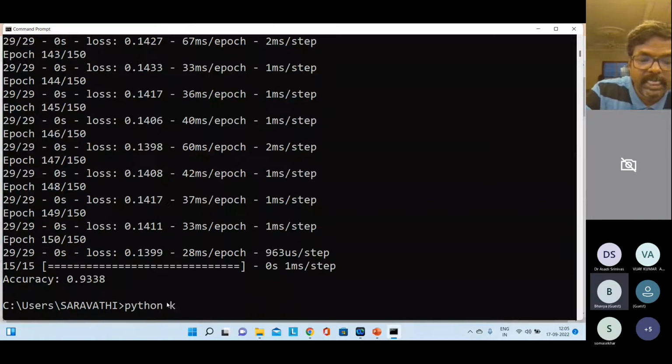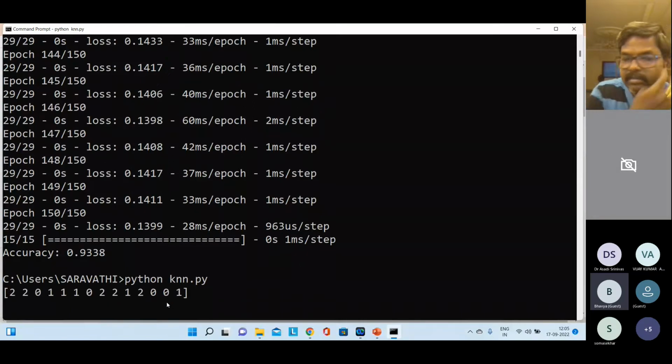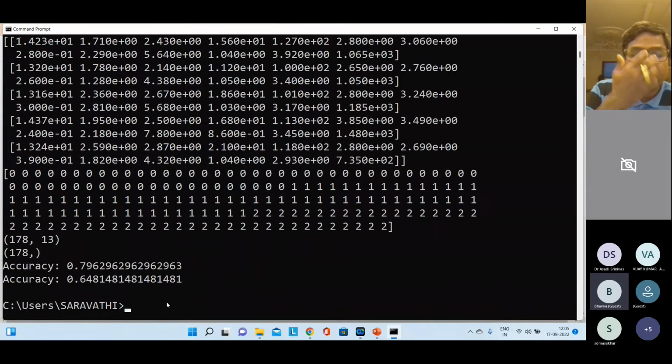Then Python KNN, K nearest neighbor algorithm. See here, K nearest neighbor, I have taken one more health data application. I got accuracy 0.79, I mean 79%, and I got 64. Based on the 178 instances, I have classified the data. This is called the K nearest neighbor algorithm.